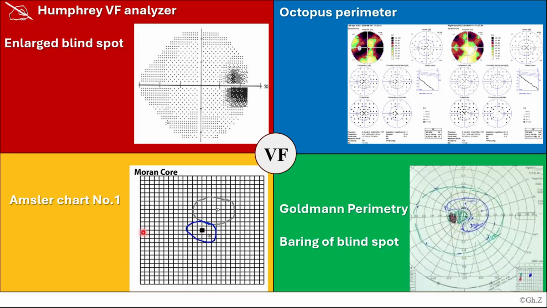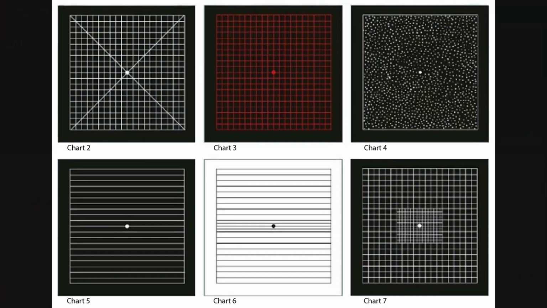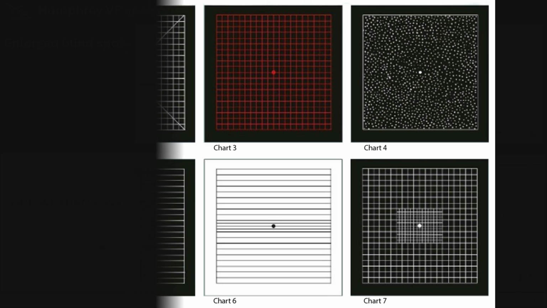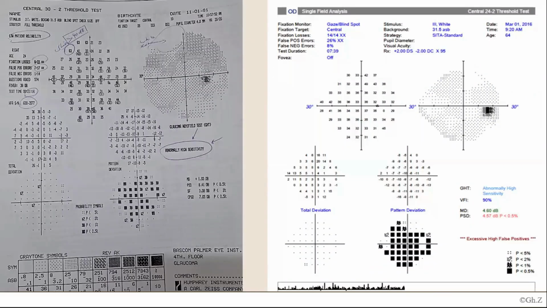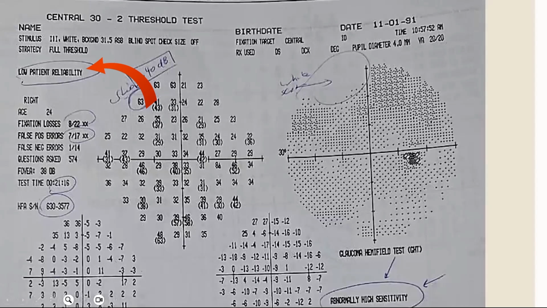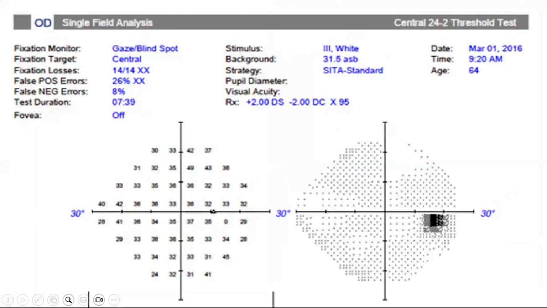And this is, as we said before, Amsler chart. And we have 7 charts. Every one serves a particular function. So now, as you can see, this is a full printout from Humphrey. On the left side here, I'm just giving you an example. This is called full threshold. If I enlarge this here, strategy full threshold. But here on the right side, it's called SITA standard.